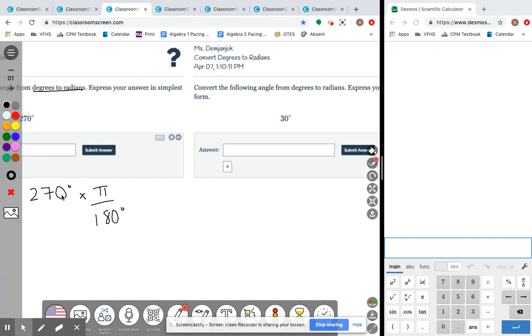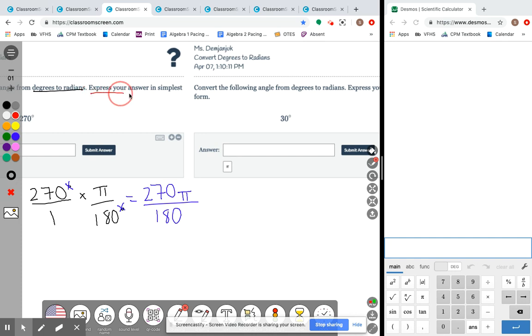Right now, since I am doing these two things being multiplied, I'm going to make them both into fractions just so it's easier for me to see. I have degrees on the top and bottom. We did this so that our degrees canceled out. Now on the top, I have 270 times pi, 270 pi. On the bottom, I have 1 times 180. So I have 180.